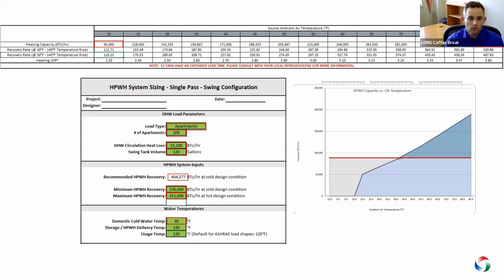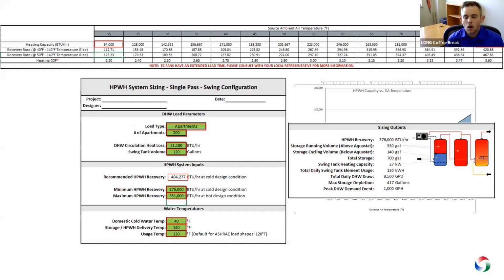Okay, 40 degrees incoming water temperature. I want to store at 140 degrees, and I'm going to distribute through my mixing valve at 120 degrees. What's all that going to do? Well, that's going to give me an output here. We already decided we have 376,000 BTUs of heat pump. What that's going to give me is that's telling me that I need 550 gallons of running volume.